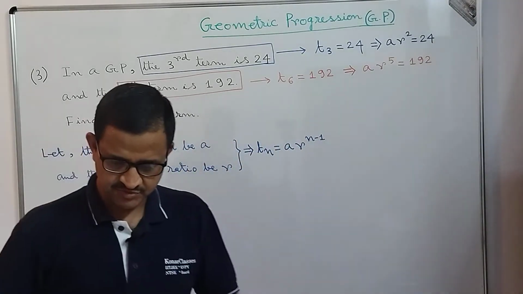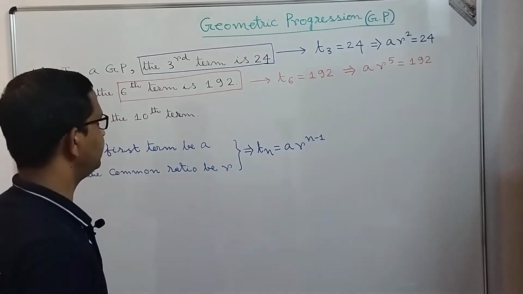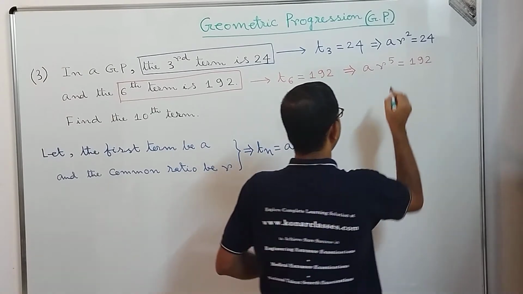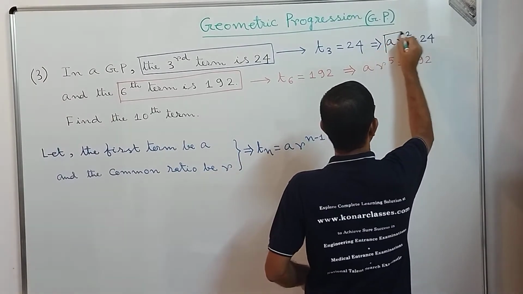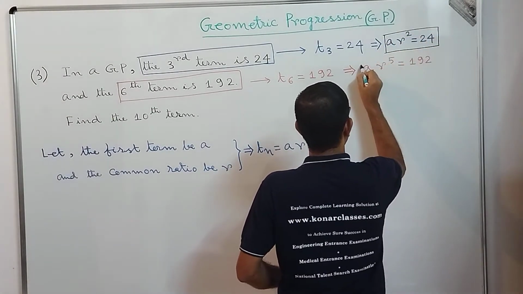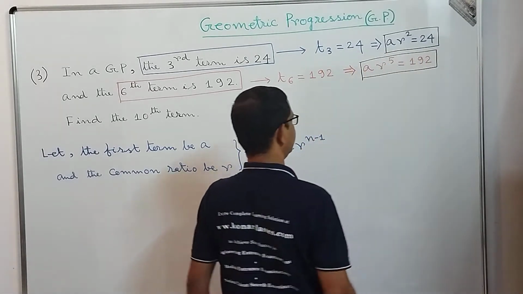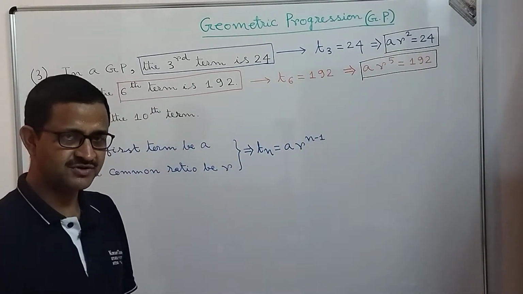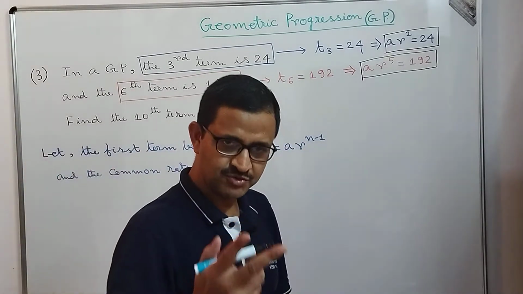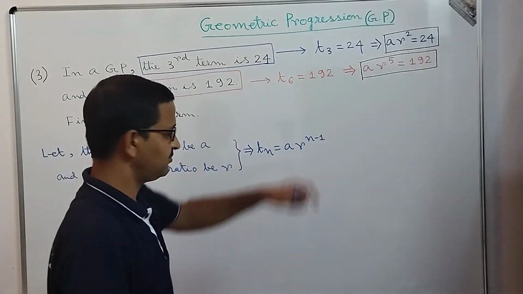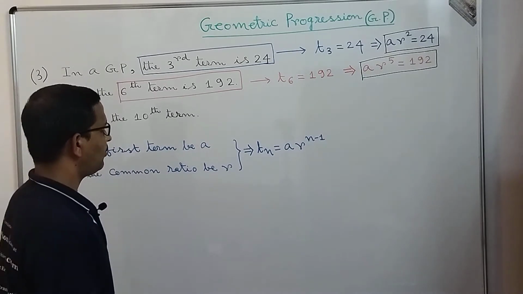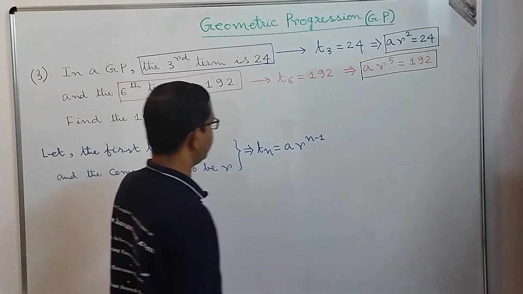Okay, dear students. So we get A R square equal to 24. This is one relation. And another relation is that A into R to the power 5 equal to 192. And we have two unknowns, A and R. So we should have two equations. That's why we have derived this. Now how to find the value of A and R?